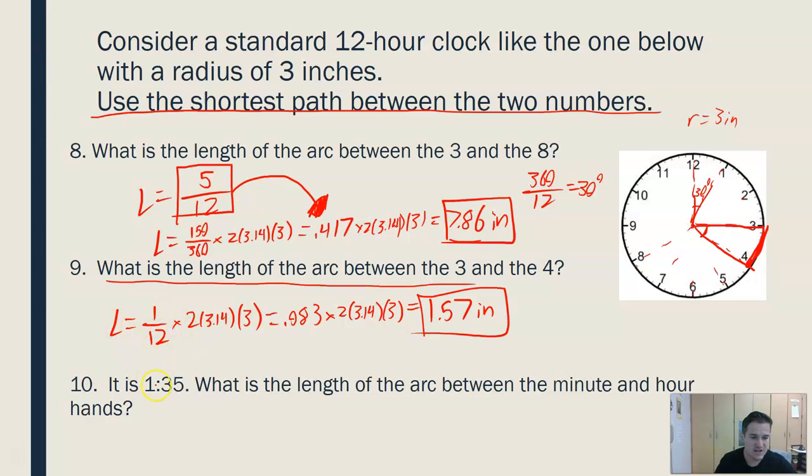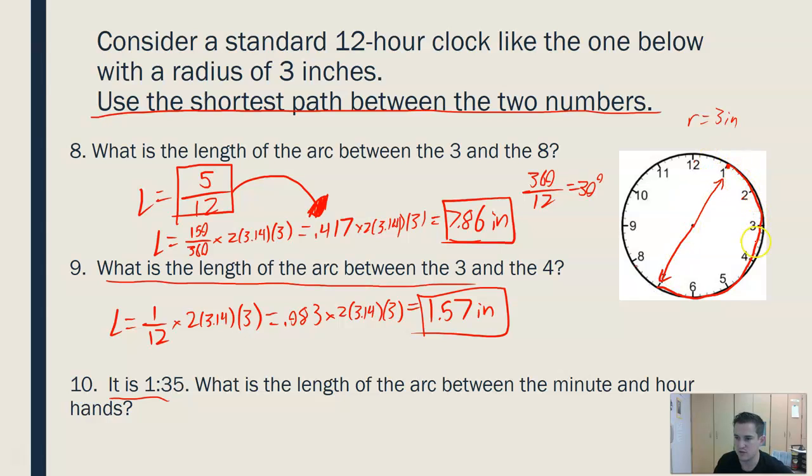Okay, last question here on your guided notes. It says it's 1:35. So on my clock, let's write the hands where it would be 1:35. My hour hand would be about at the 1. And then 35, that's going to be right here on the 7. So what is the length of the arc between the minute and the hour hands? We want this arc right here.